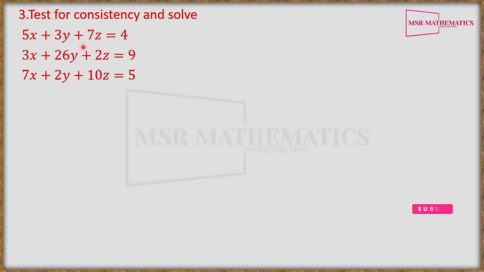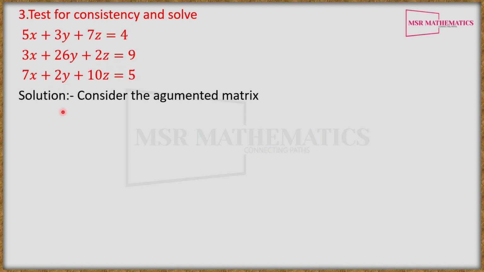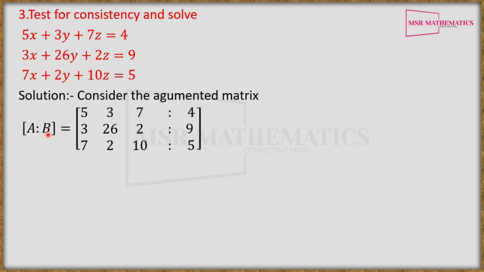Test for consistency and solve 5x plus 3y plus 7z is equal to 4, 3x plus 26y plus 2z is equal to 9, 7x plus 2y plus 10z is equal to 5. Here, first step, we have to consider an augmented matrix, that is A:B. Here A is nothing but the coefficients on the left hand side of this system of linear equations and B is 4, 9 and 5. So first row is coefficient of x is 5, coefficient of y is 3, coefficient of z is 7. In the second row the coefficient of x is 3, coefficient of y is 26 and coefficient of z is 2. Third row is coefficient of x is 7, coefficient of y is 2 and coefficient of z is 10. B is 4, 9 and 5.